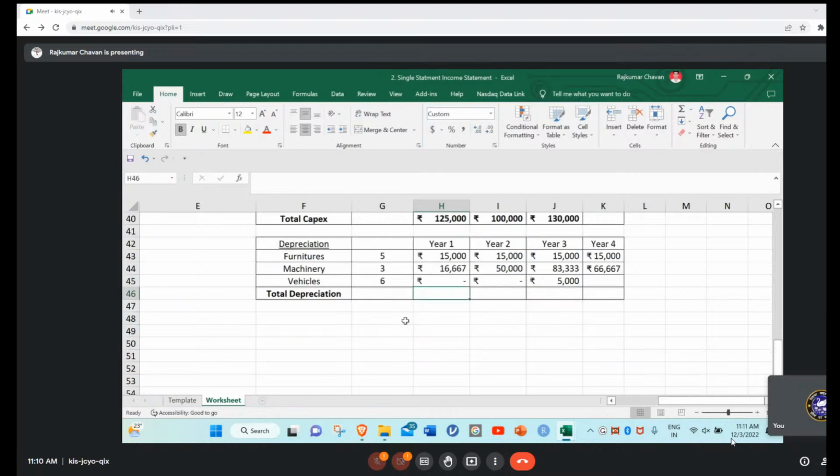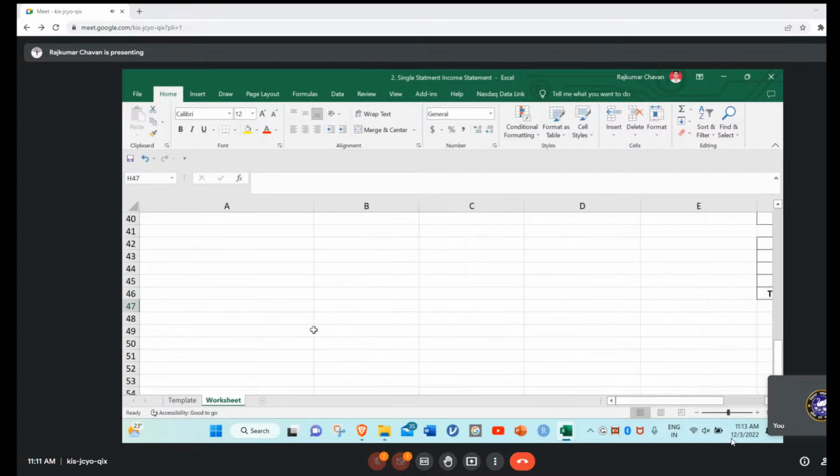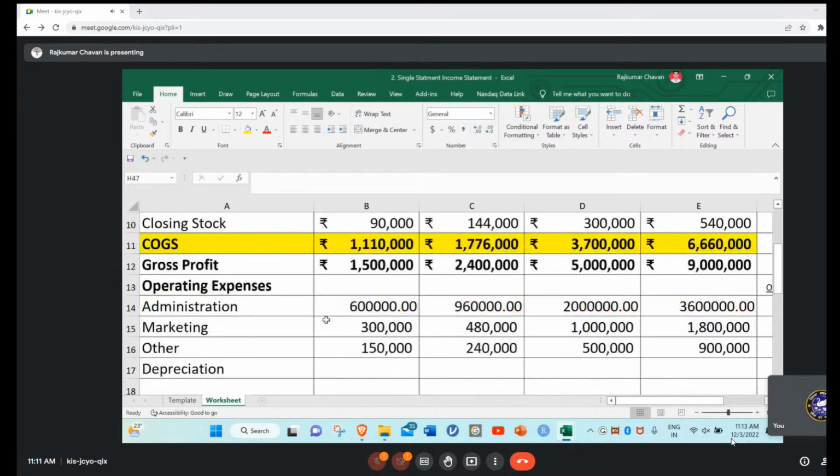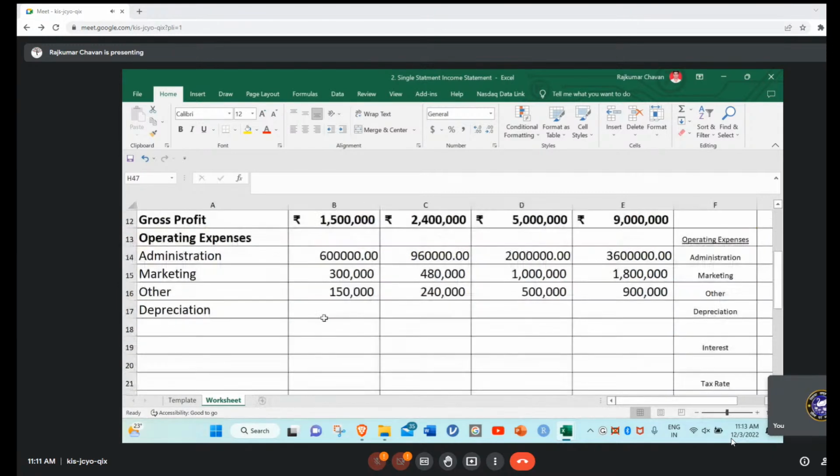Understood everyone? Now tell me, fourth year, everyone. 65,000, 1,03,000, 86,667. Now what we should do? Tell me, depreciation is a cash expenditure or non-cash? Non-cash expenditure. What we should do? Take all these values, okay? Or I'll show you one more shortcut for this one. We have depreciation. We should keep it here, no?